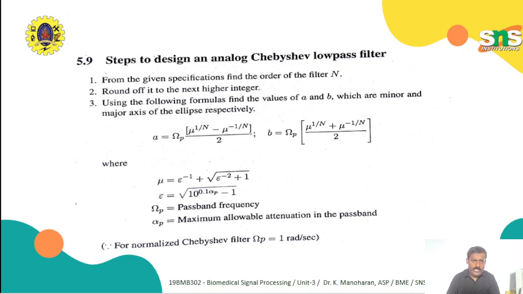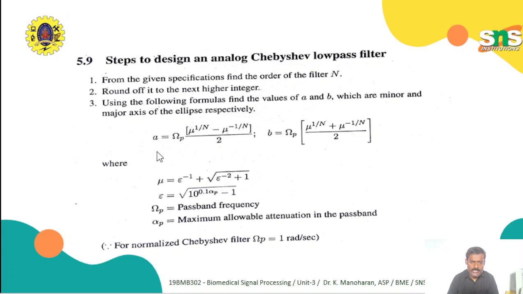First, from the given specification, find the order of the filter n. This is the first step. Second step, round it off to the next higher integer. Third step, using the following formulas, find the minor and major axis A and B.